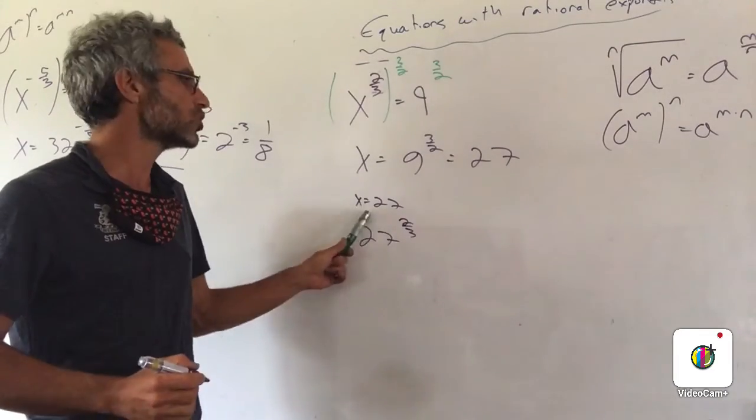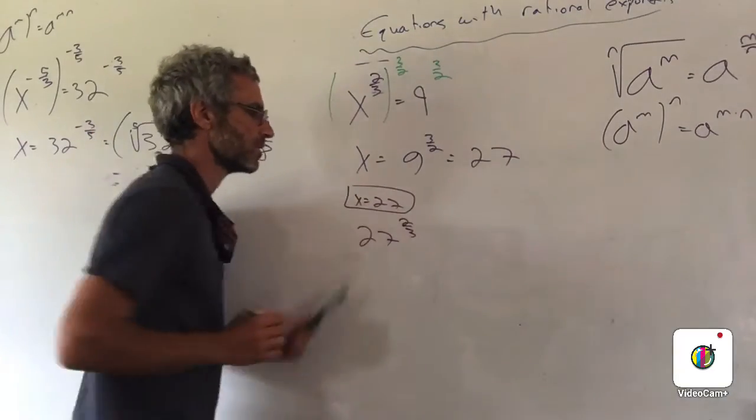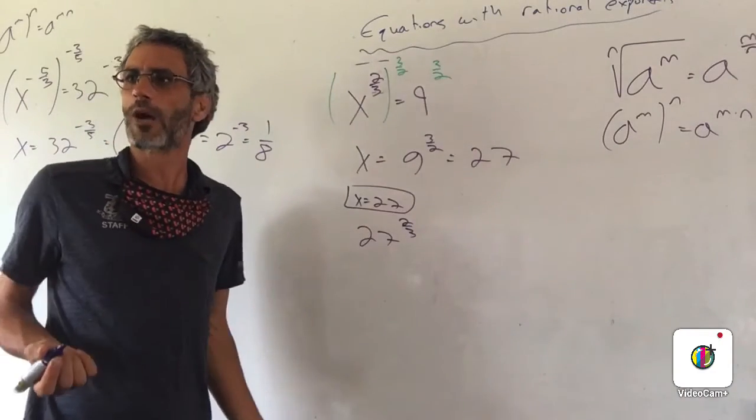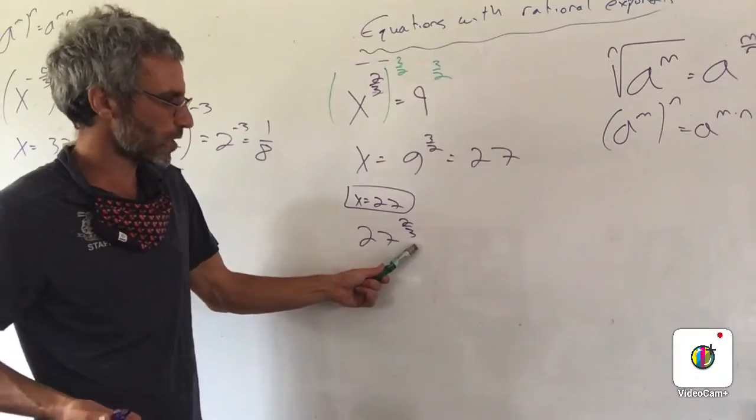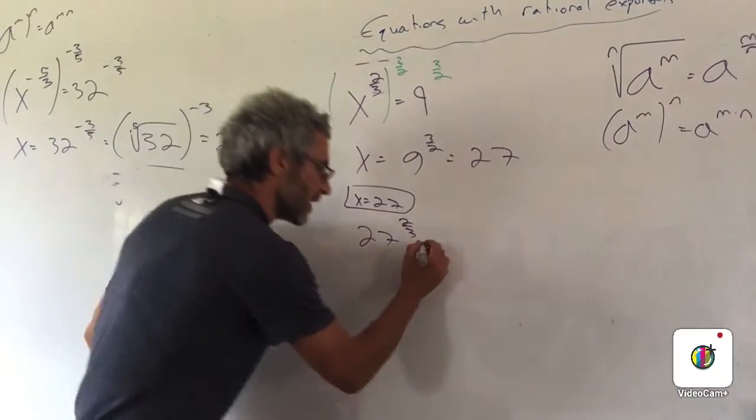I'm just checking. This is the solution, yeah? Does it come out as 9? It should come out as 9, yeah? Yes, because it's the cubic root of 27, which is 3, and 3 squared is 9. It's 9. That's good.